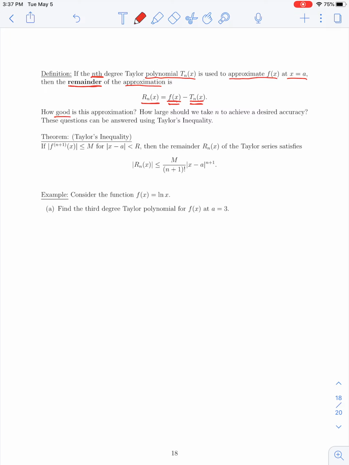So the question becomes, how good is this approximation? Or if we need to have accuracy within a desired range, how large should we take n? That is, how many terms of the Taylor series do we need to add in order to achieve a desired accuracy for a function? Both of those questions can be answered making use of a result known as Taylor's inequality. So let's look at what Taylor's inequality says.